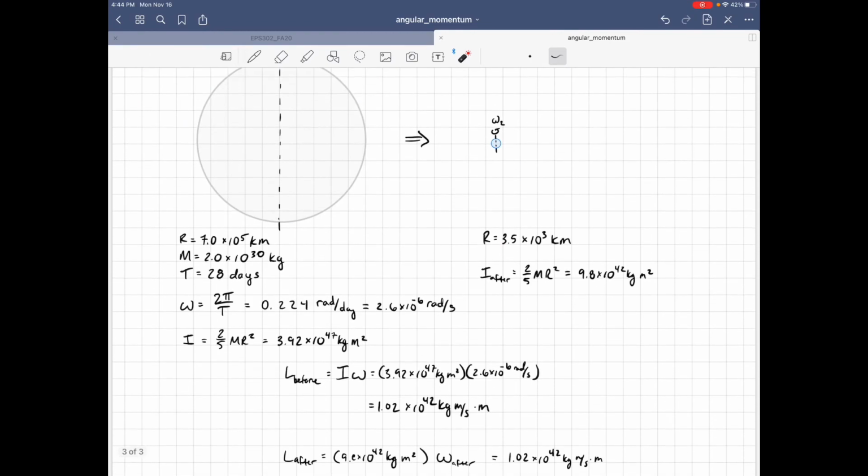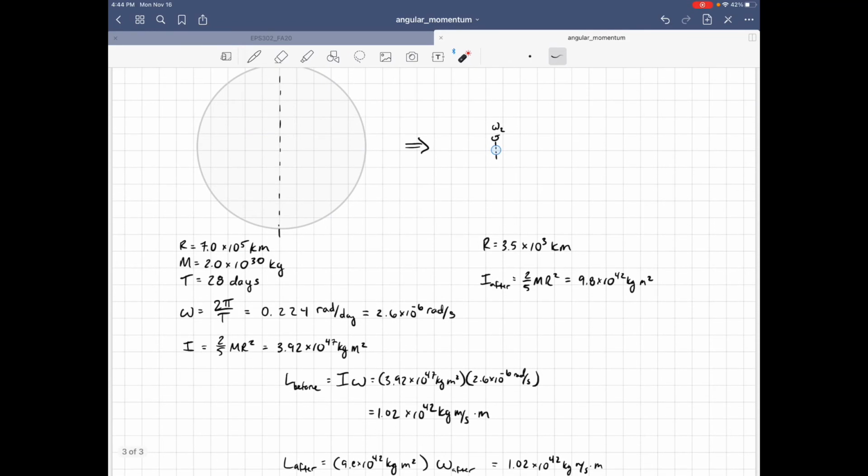So here are the things that are provided in the problem. We're told the radius of the sun currently, we're told the mass, we're told the period. The period is roughly 28 days. So I'm going to go through how to calculate the angular momentum of the sun today, and then we're going to compare that to the angular momentum sometime later, and that'll allow us to find the speed after it's collapsed.